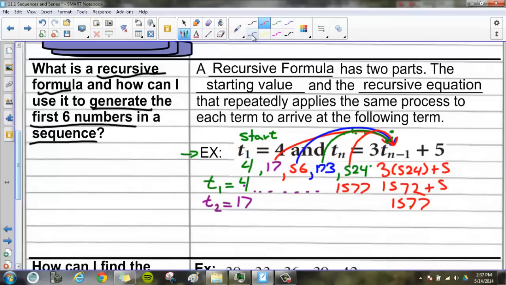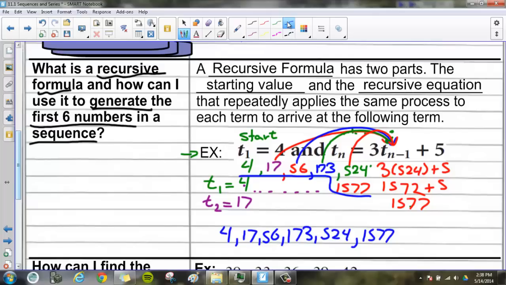So just to put this in a nice clean order, these are our terms right here: 4, 17, 56, 173, 524, and 1577. Now, everyone, if I made an error while I was doing this, I apologize. But you get the idea. This is how you can use a recursive formula to generate the first 6 terms of a geometric sequence.